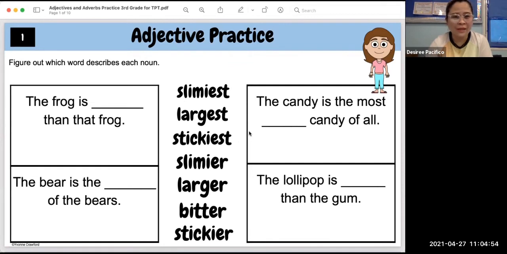Okay, let's have the next sentence. The candy is the most blank candy of all. Of all. Okay, this candy is being compared to many candies. So we are going to use the superlative adjective. So a superlative adjective has est. So we have slimiest, largest, or stickiest. Which do you think is the correct one?